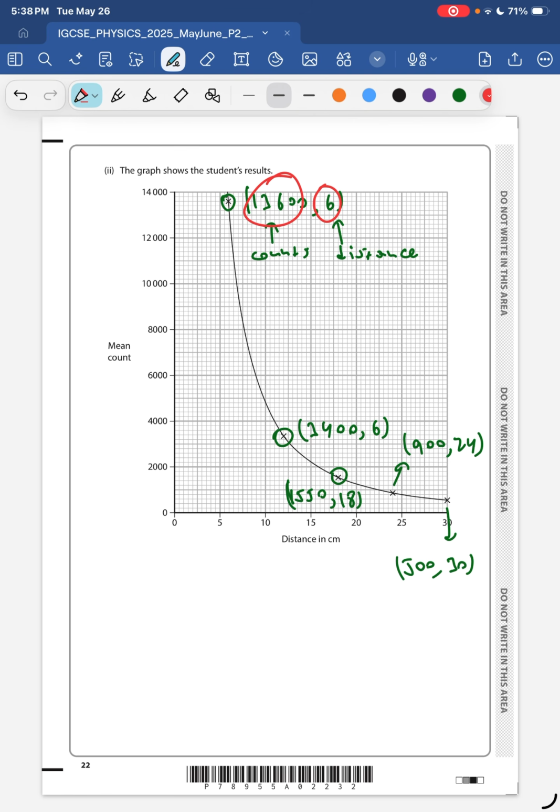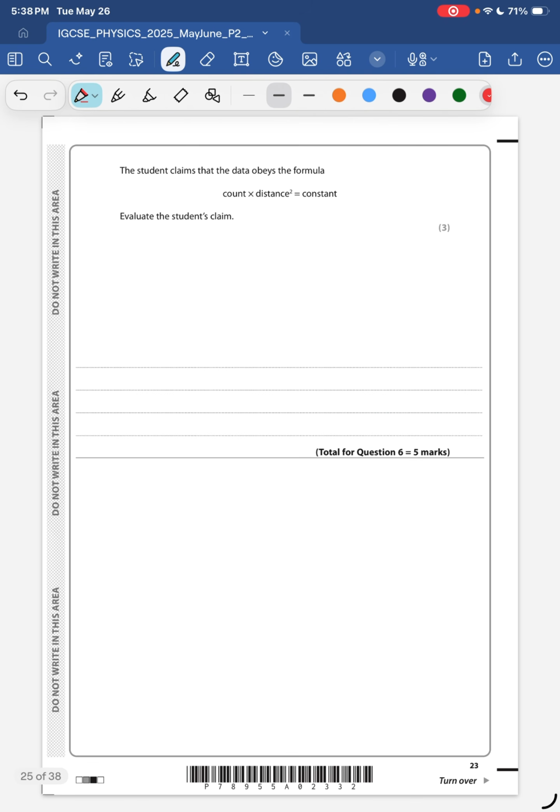by the distance squared for all these measurements. So I'm going to do it on this page. For the first data point, we have 13,600 times 6 squared, and we find 489,600. And I'm going to do the same for the others.